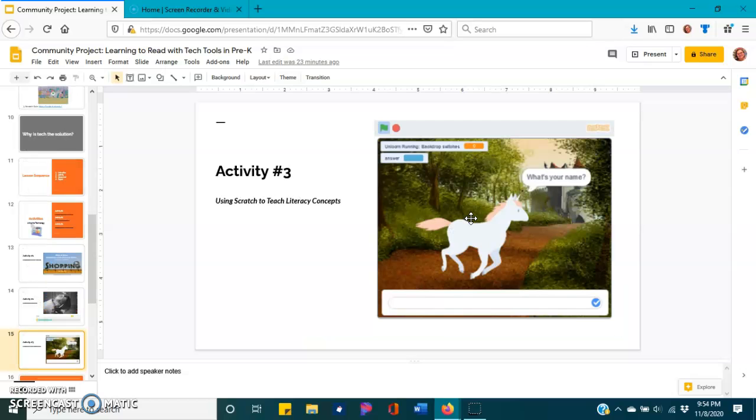Activity number 3 is using Scratch to teach literacy concepts. Prior to the lesson, the teacher will use the Scratch website to create a coding quiz for student use. Depending on student ability, she could create a one-question quiz at the beginning of the school year, and near the end of the school year, they should be able to do a three-question quiz.